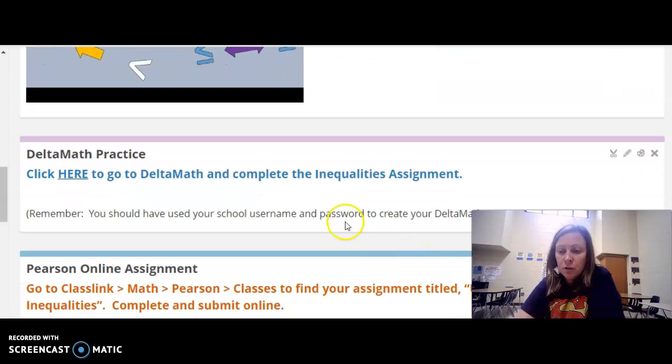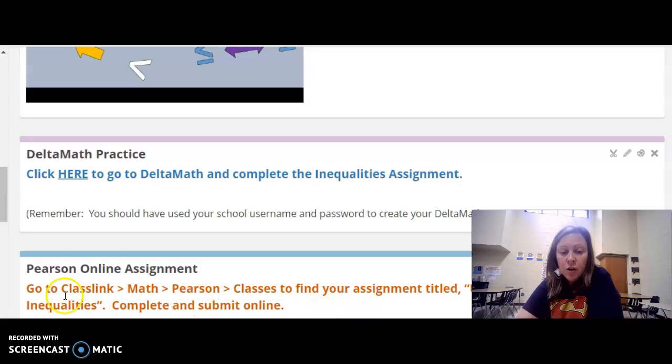Your practice for two-step inequalities is in Delta Math. Okay, so you're going to click here to go to Delta Math, and it reminds you that you should have used your school username and password to create your Delta Math account. It's been a while since we used that, but we did use it in Unit 1. So when you set it up, you were instructed to use your school username and password, so you should be able to get in. The title of your assignment is Inequalities.